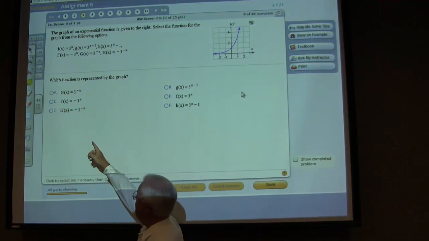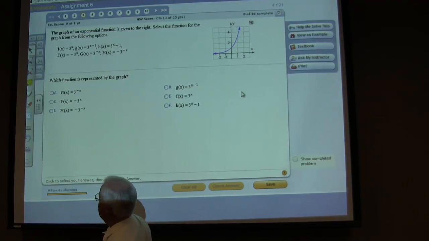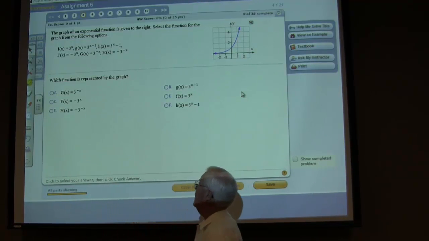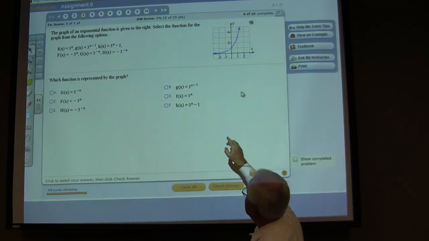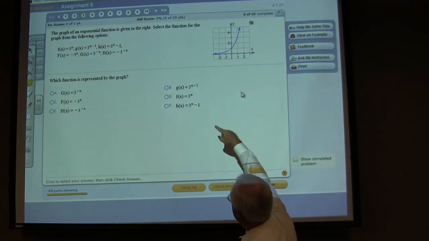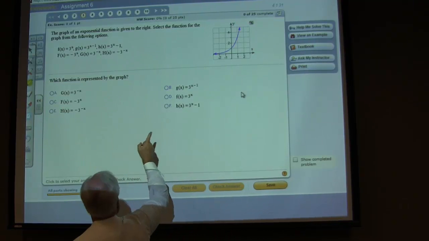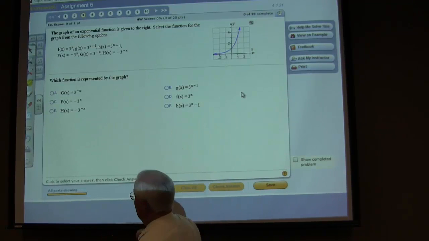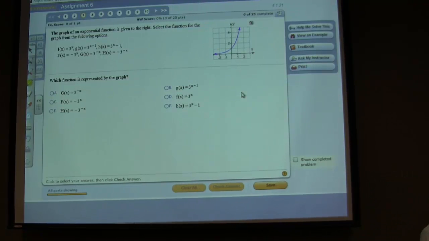If I said minus 3 to the minus x, the minus in front of the 3 is going to flip it over the x-axis. The minus x is going to flip it around the y-axis, and we're going to have something that instead of going up like that, goes down like this. It's going to be in this quadrant down here. I'm sorry, it's going to go down like that. Minus 3 to the x would just be that one upside down, and 3 to the minus x would be that one flipped over that way. So translations still hold true for exponentials.